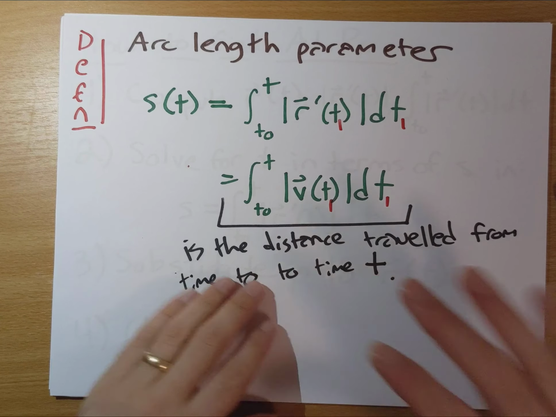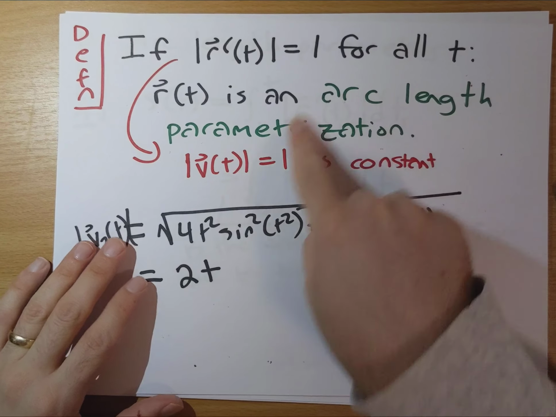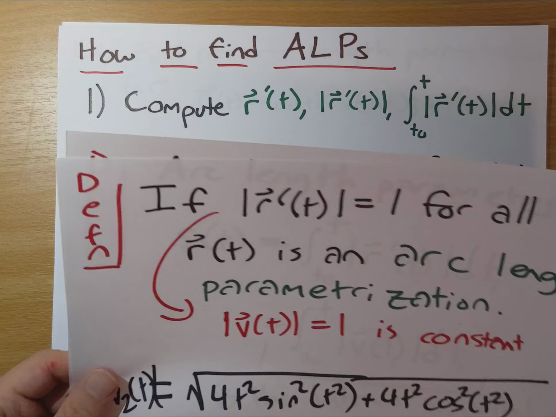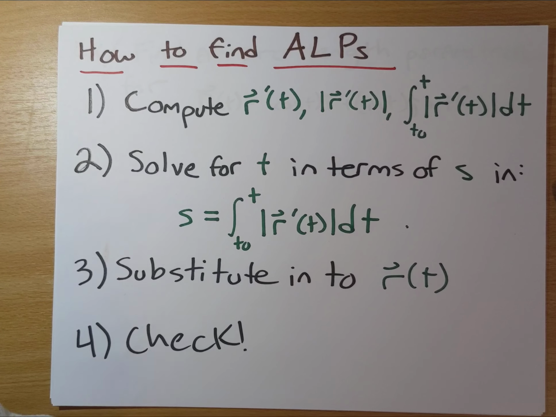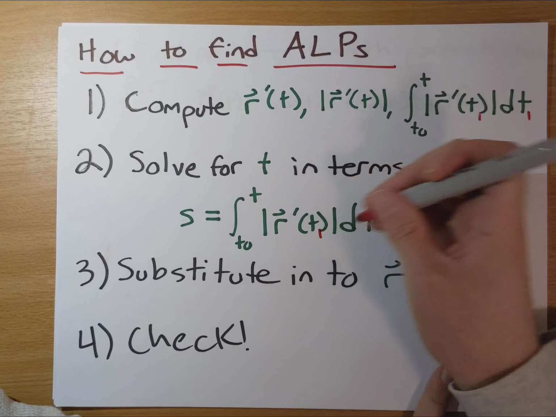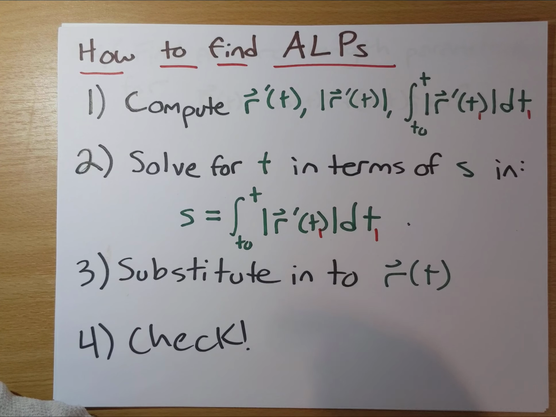So given this definition and this goal, we're now going to talk about how to find arc length parameterization. The point here is I give you some r of t, and you want to turn it into an arc length parameterization. So how do you do that?